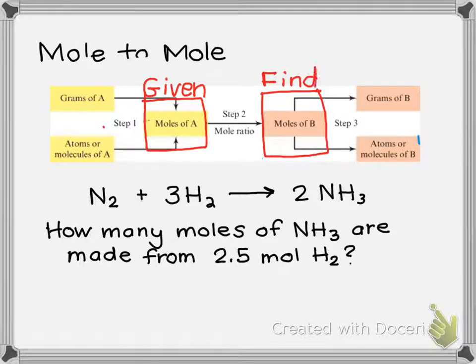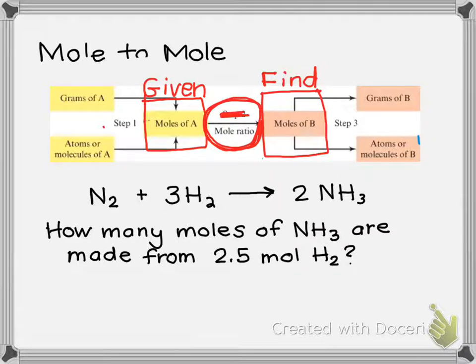So the arrows represent steps. If you look, there's only one step that we have to do. And in the big picture, it would be the second step. But we're not doing all of the steps in this problem. We're doing the simplest one. And so all we need is one step. I'll cross that out. All we need is the mole ratio.